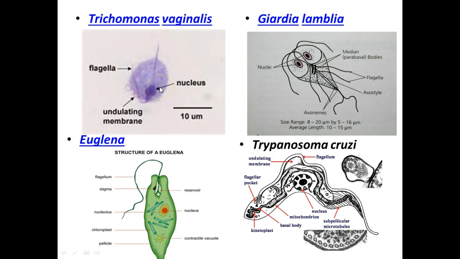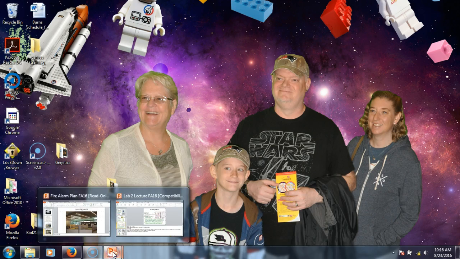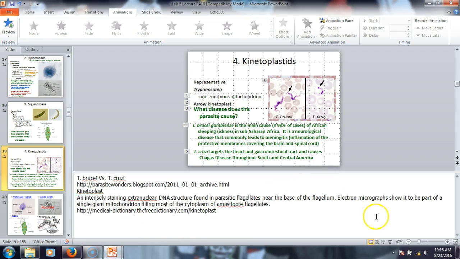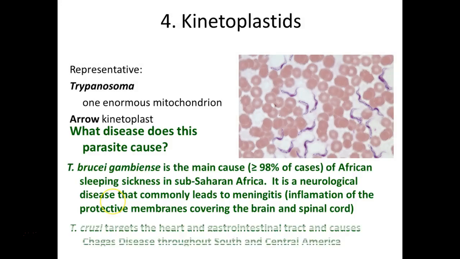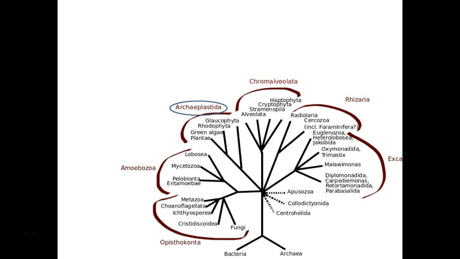I'm thinking low power for Trichomonas. Probably low power for Euglena. Trypanosoma, this one I would say low power, but depending we may want to go to oil. We'll see how they look. I haven't looked at these in a while, so I'm not sure. Found it.